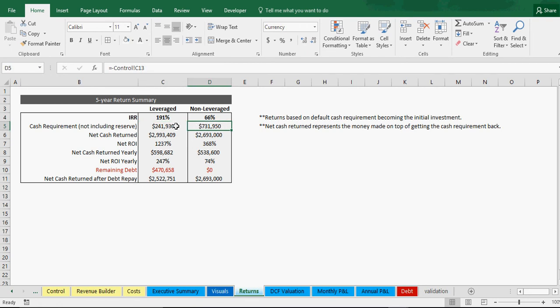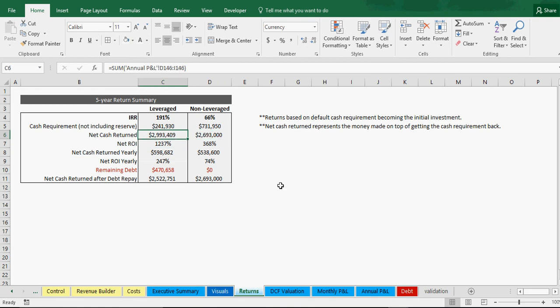Even though you might be getting more back in the end, you could see the net cash return after debt repay. Your non-leverage is obviously going to be higher here, because you don't have any debt. So here you do. We've also got net cash return. So this is money.